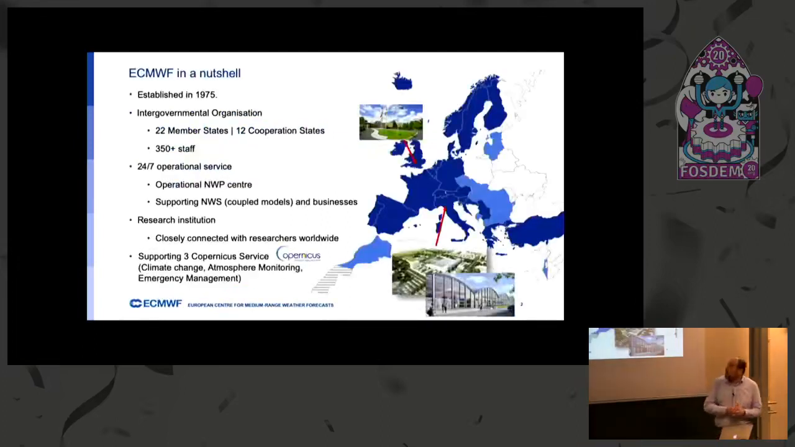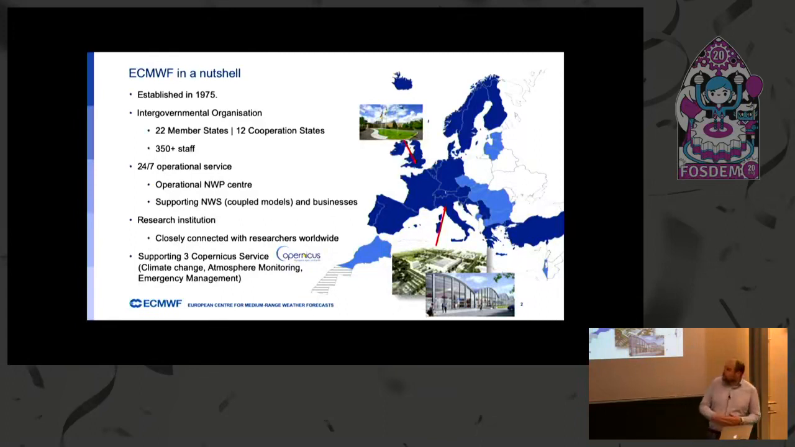What do we do? We are an international organization financed by 34 member states, and we perform operational services, namely weather forecast, and we support the national weather services in the exploitation of our data. We do research in this field, and we also provide some Copernicus services, so free access to some of our data and some data that we compute especially for that.